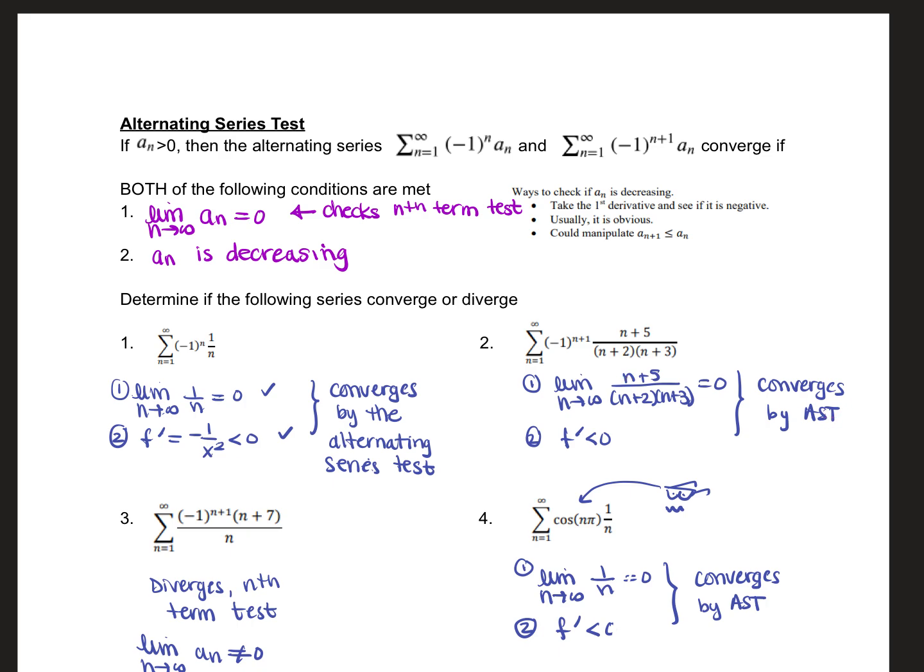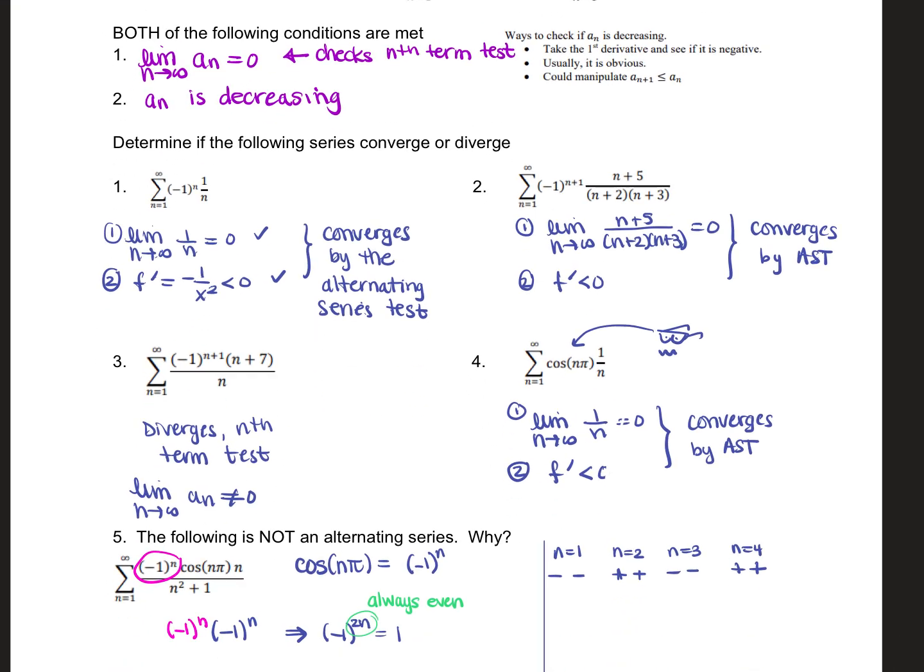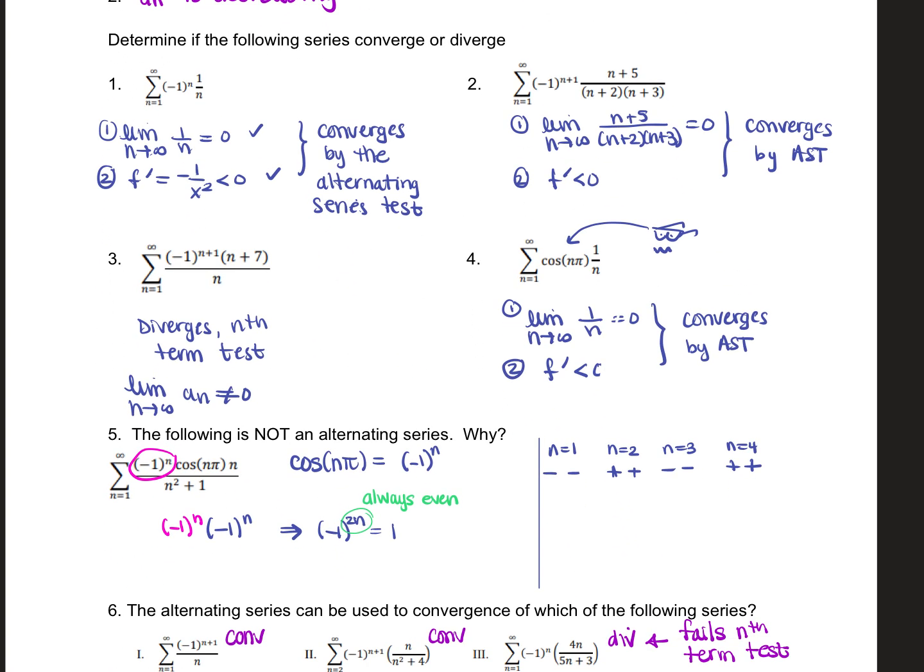The third one is supposed to be a trick because it does not converge by AST. If you look at the third one, you see the degrees are equal. So if you tried to do AST, it would have failed the first step of AST. So this one diverges by nth term test.